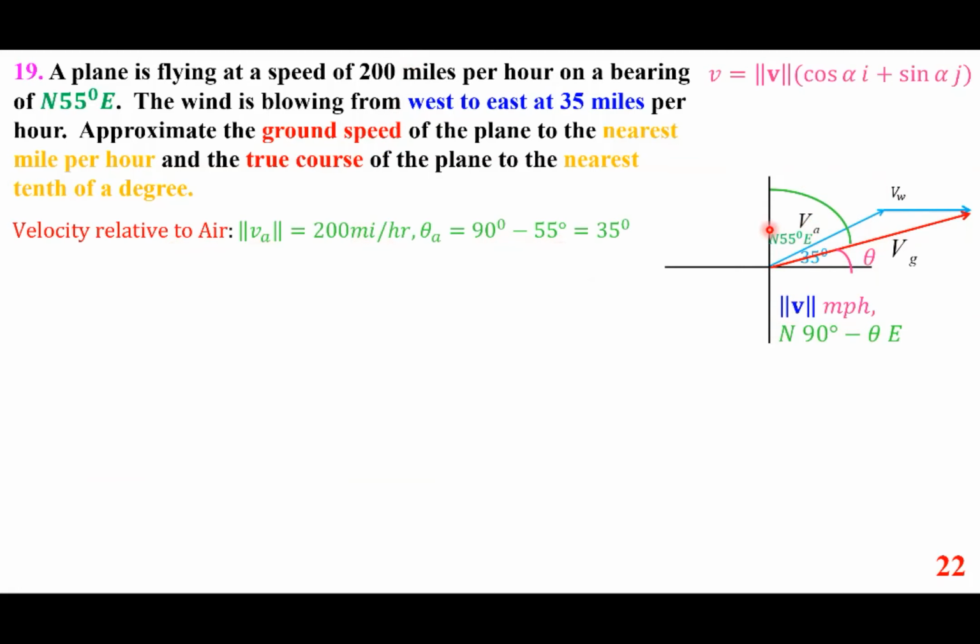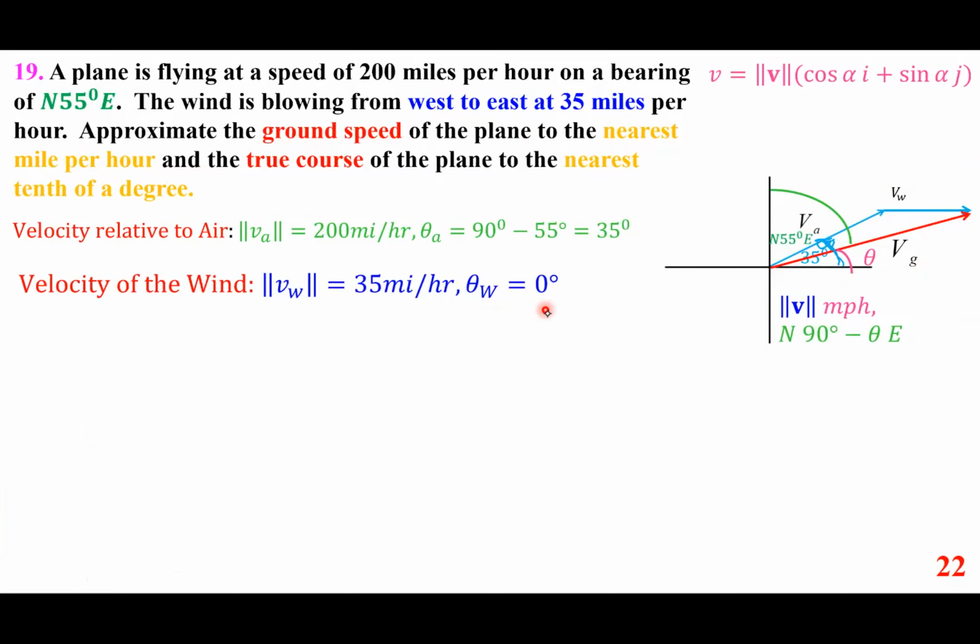If we are going in this direction, north 55 degrees east, the angle we want is with respect to the positive direction of x. So this angle is 35 degrees. The wind has the magnitude of 35 miles per hour, and it makes a 0-degree angle because it's going from west to east. It's parallel to the x-axis. The angle for that is 0 degrees.